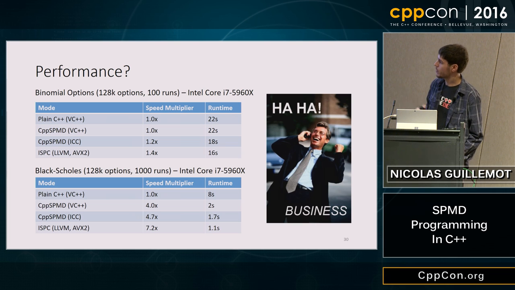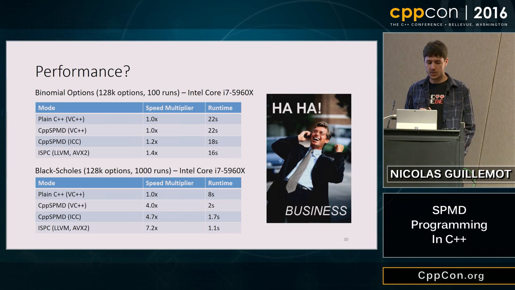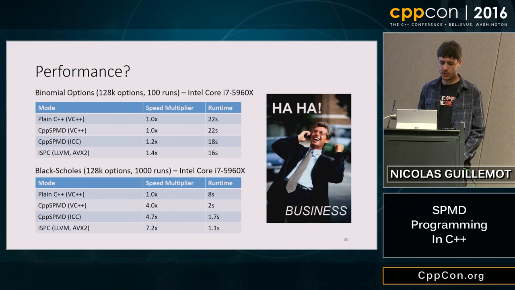And then there's a Black-Scholes algorithm. That one got a lot faster with CppSPMD with a straight port, just getting a 4x speedup. Running with Intel got a little bit faster, but again, here ISPC was the champion, and I didn't have time to make a hand-optimized version.